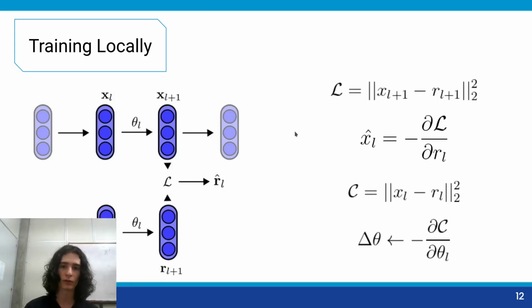So this is shown in these 4 equations. The first 2 equations give the approximation of XL, and the second cost function you use to optimize the parameters. So here you can see that we have the parameters θL that are shared by both the XL and XL+1 layers.